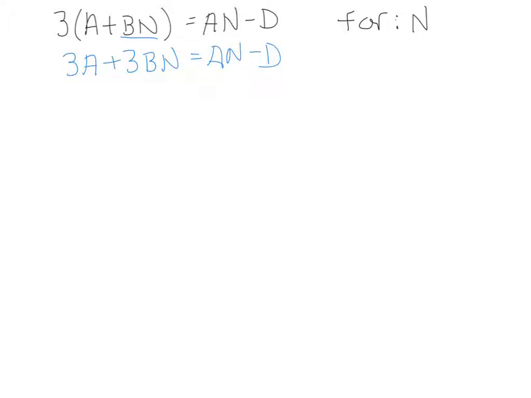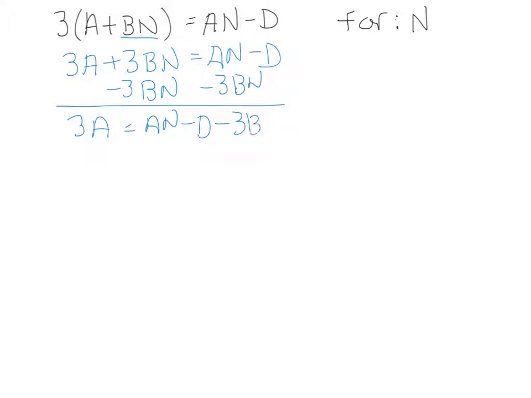Now, at this point we've simplified each side as much as we can, and our goal is to move the terms around so that we have all our n terms on one side and everything else on the other. So I'm going to subtract 3bn from both sides. And that's going to give us 3a equals an minus d minus 3bn. Now, I want to isolate the terms with the variable in them, and that's this term and this term. So in order to isolate them, I need to add d to both sides.